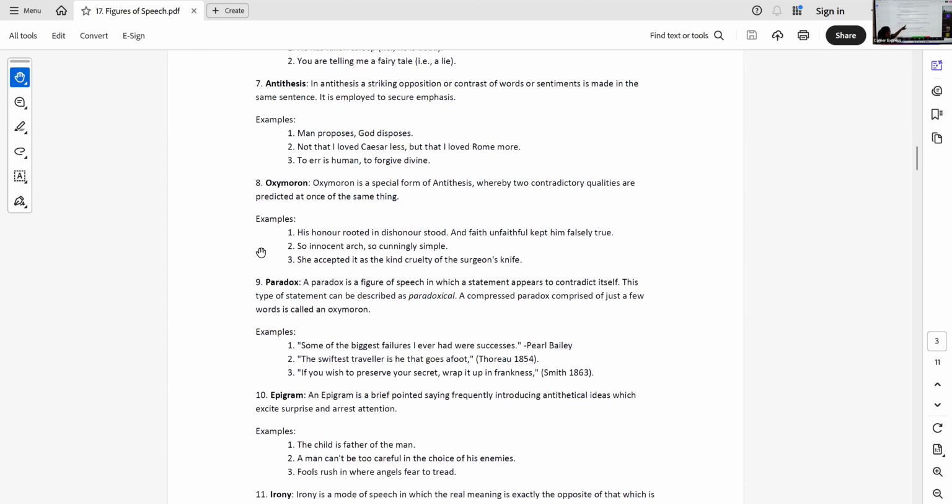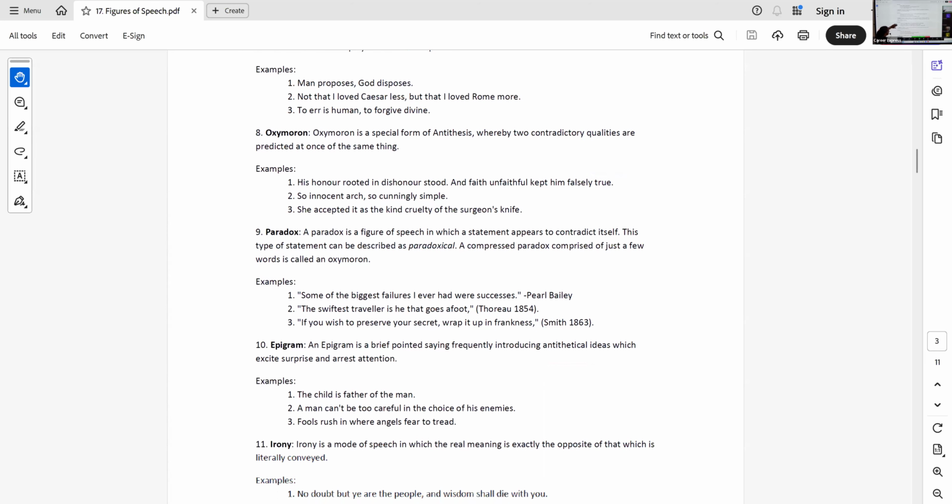Why is this called kind cruelty of the surgeon's knife? Because the surgeon has to be cruel in order to be kind. He's saving someone's life, but he has to cut and be cruel. So, kind cruelty. Did you understand the difference between antithesis and oxymoron? Because whenever they give you either of the two, they'll give you both as options, and some people will make a mistake. Now you'll understand, if you understand that antithesis is two phrases and oxymoron is primarily two words.